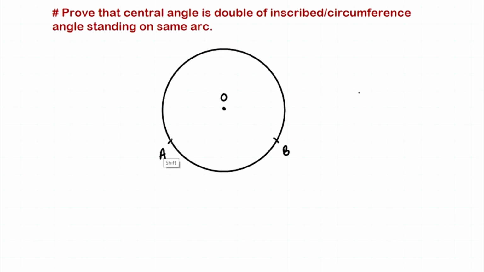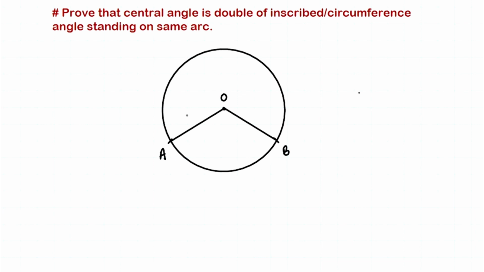Now to make a central angle, we just need to connect this center to our arc, so here, and then from here up to our B. So this angle right here is our central angle, angle AOB. It is standing on the arc AB.